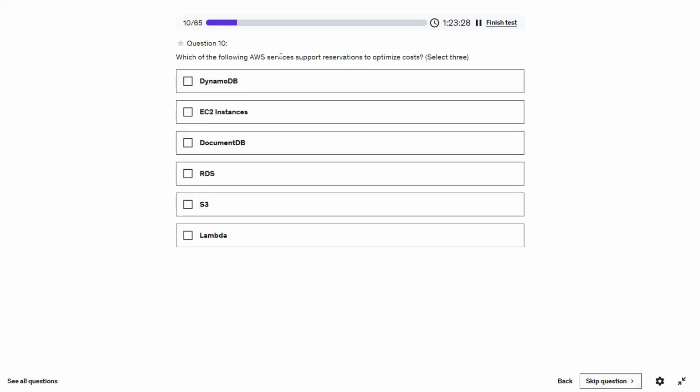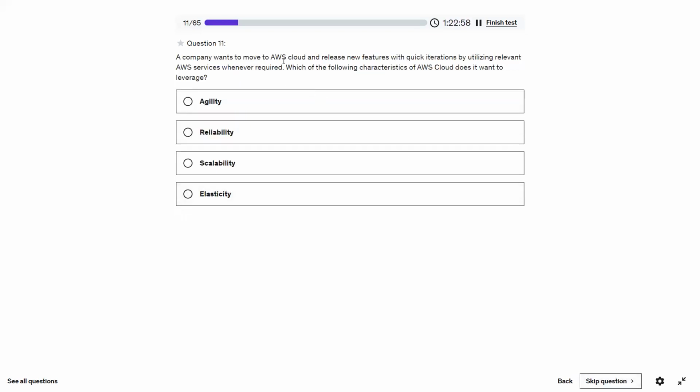Which of the following AWS services support reservation to optimize cost? Okay, so what are the services we can reserve to optimize the cost? One is the EC2 instance. If we reserve, we can save up to 75%. The other is the database. If we reserve the database, we can do RDS. So RDS and DynamoDB are the databases. S3, whatever data we store, only that we need to pay for. So these three look like the correct answers.